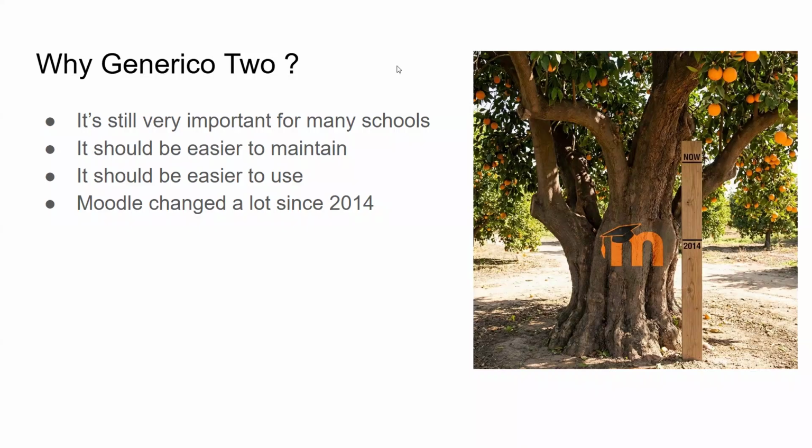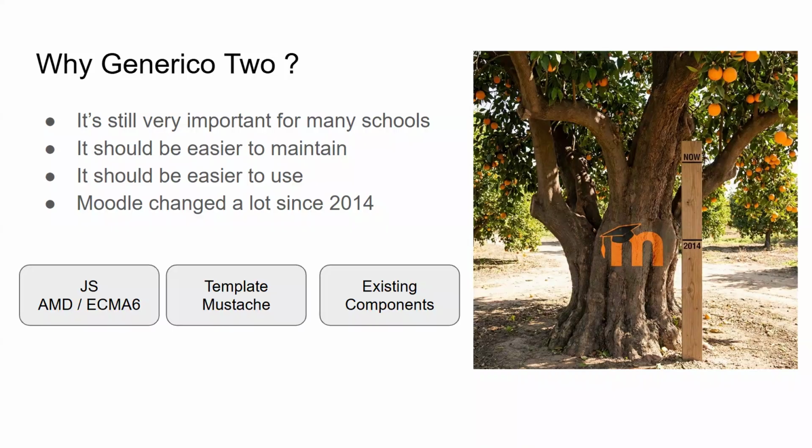Generico 2 is still very important for a lot of schools. They use it for their custom purposes. They've made custom widgets, and we don't want to lose the functionality that we have, but it's become quite difficult to maintain because Moodle has changed so much since 2014. We've got a new JavaScript system. We've had several new JavaScript systems.